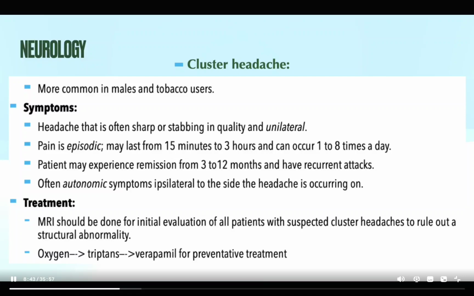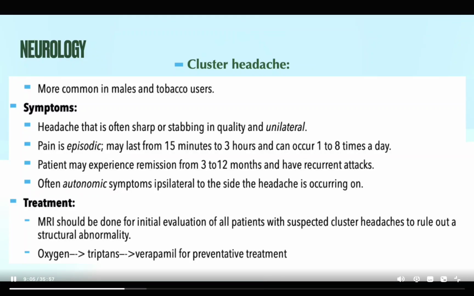A typical cluster headache can last between 15 minutes and up to 3 hours, and it can occur from 1 up to 8 times a day. A typical flare of cluster headaches can last between 6 and 12 weeks. Patients can experience remission from their cluster headaches for 3 months, up to 12 months, even longer, but it has that episodic pattern.